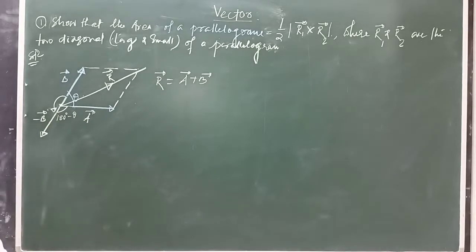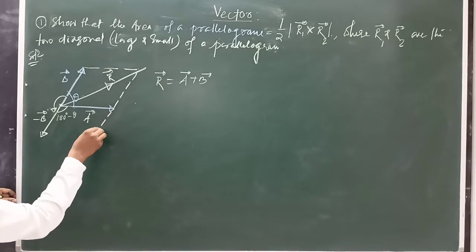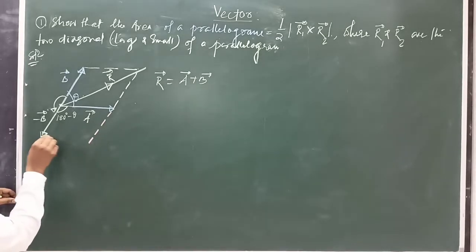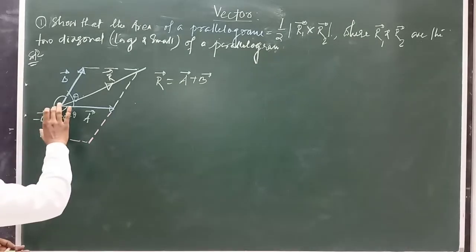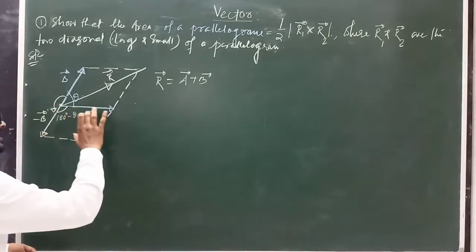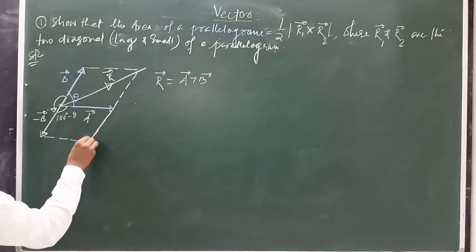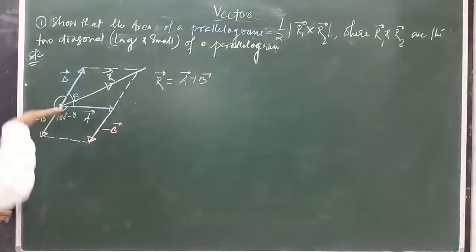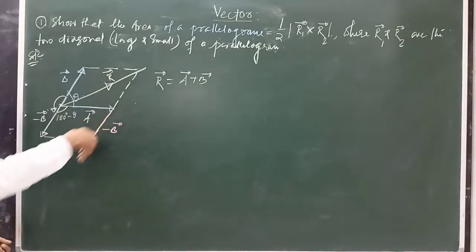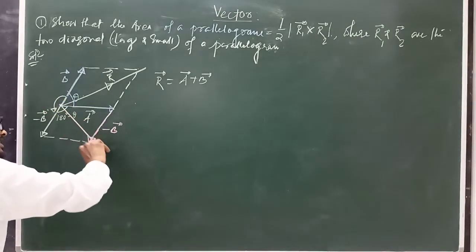Now complete the parallelogram. There is another parallelogram like this. Clear? And you can displace this minus vector minus B to here. So suppose this vector is here, that is minus B vector, means this is A vector and here vector B, which are in the same order. So there is another resultant here.